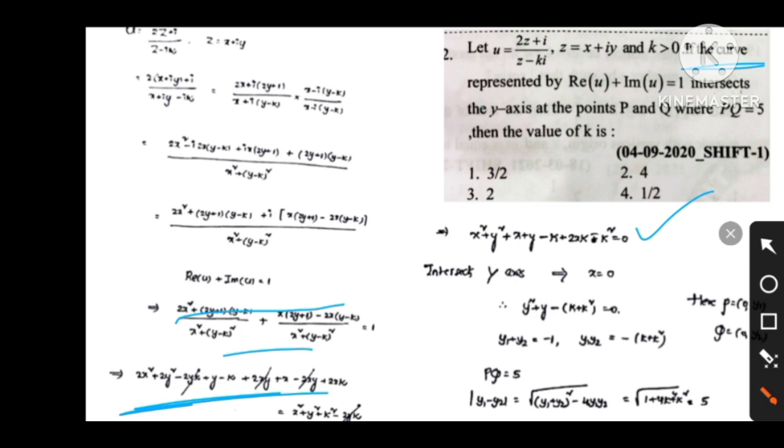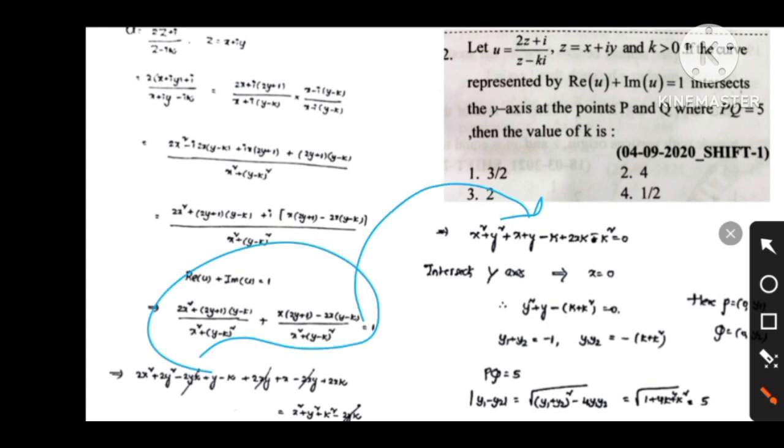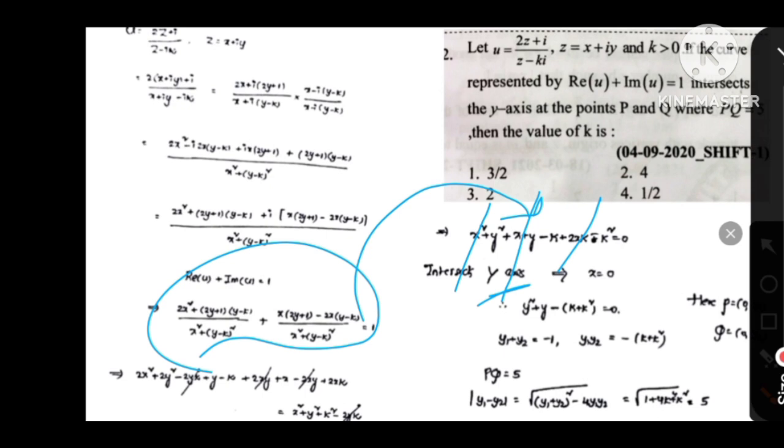The curve represented by this equation intersects the y-axis. So this curve intersects the y-axis means on the y-axis x is equal to 0. Okay. After taking the simplification to this one, we get this answer. Replace x is equal to 0. That is, this becomes 0, this becomes 0, this becomes 0. Write the remaining values: y square plus y minus k square equal to 0.